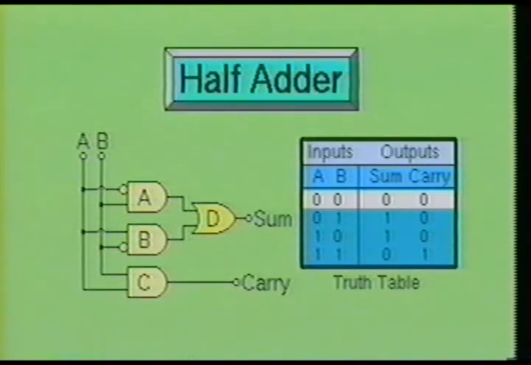From the truth table, we see that the sum is 0 and the carry is 0 when both inputs A and B are 0. We also see that a sum is 1 with a carry of 0 when input A is low and input B is high. On the other hand, when input A is high and input B is low, the sum will be 1 with a carry of 0. And when both inputs A and B are high, the sum will be a 0 with a carry of 1.